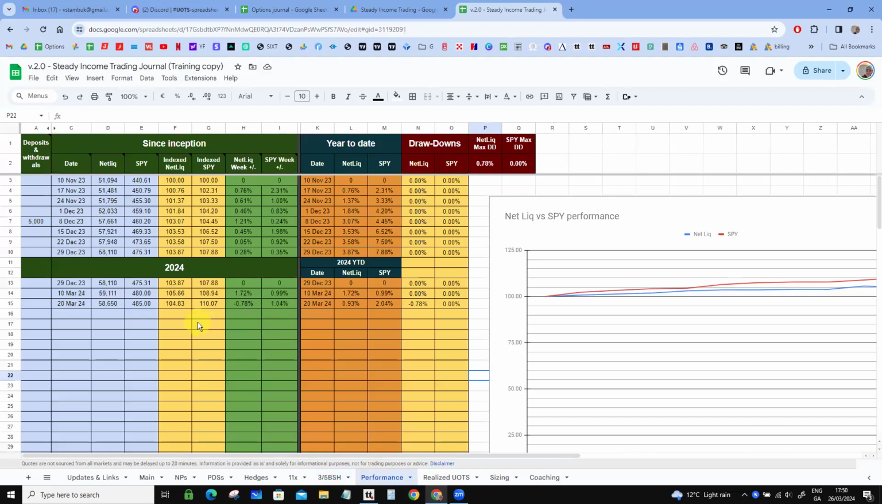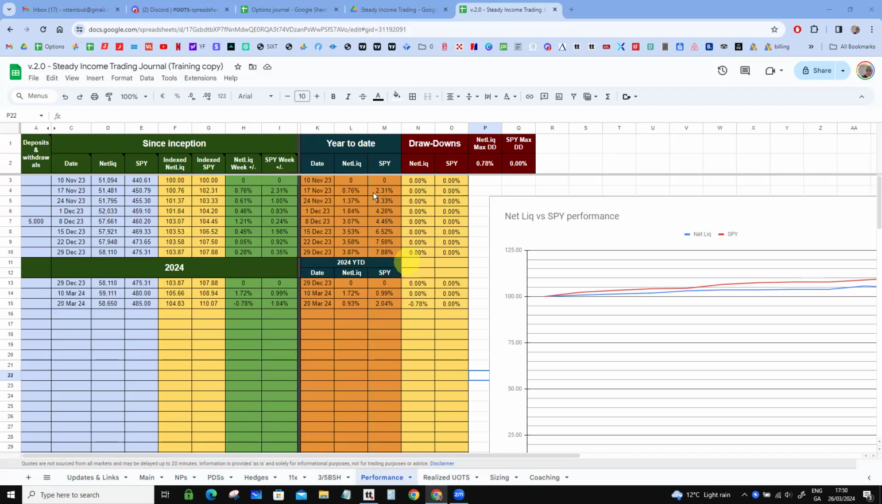Performance I mentioned earlier, but basically again, like before, you just change these numbers here in the lightly colored columns. Any withdrawals or deposits are put here on the left-hand side, and the spreadsheet will automatically calculate proper time-weighted deposits and withdrawals that will not skew your returns and index net liq or the percentages.